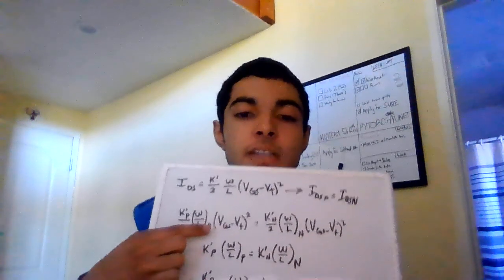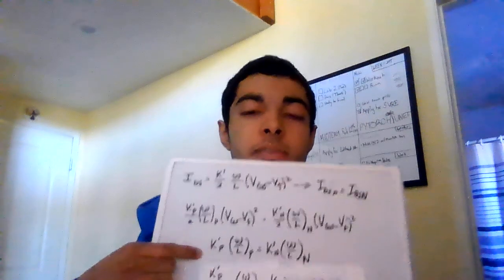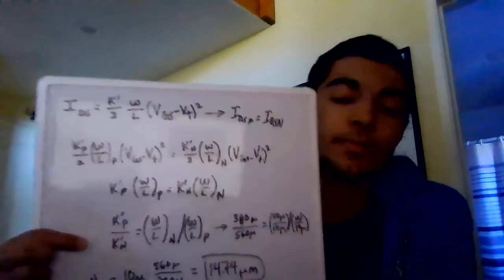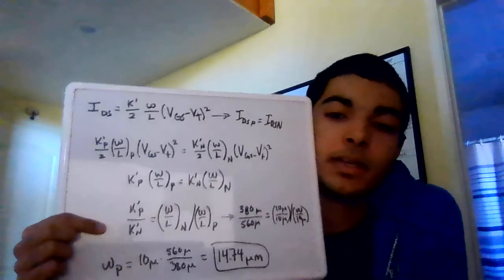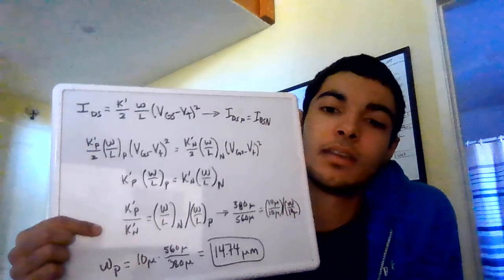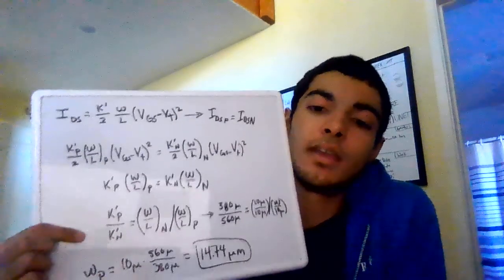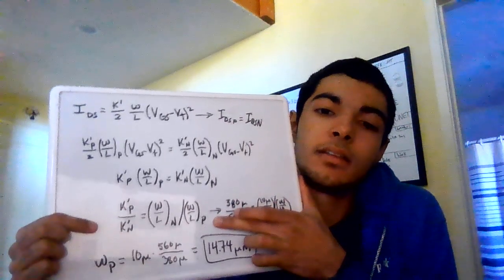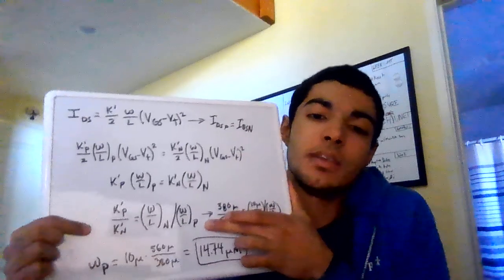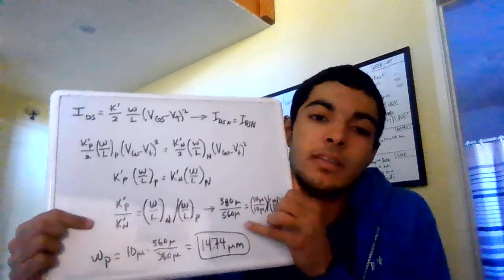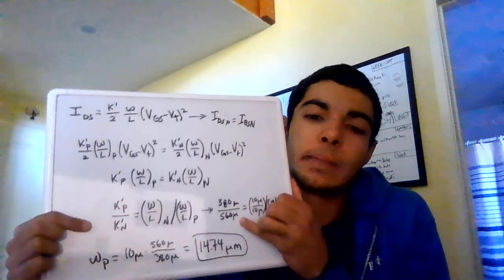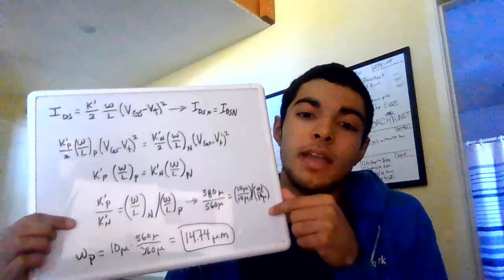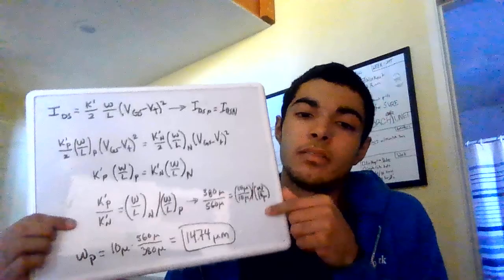So the VGS minus VT we can get rid of, and the 2 we can get rid of, and we end up with this. And then we can express that as a ratio of K prime of P over K prime of N. And then that is equal to the ratio of W over L of N over W over L of P. And then we can substitute in the values for K primes. We come out with this ratio. And then the values of W and L.